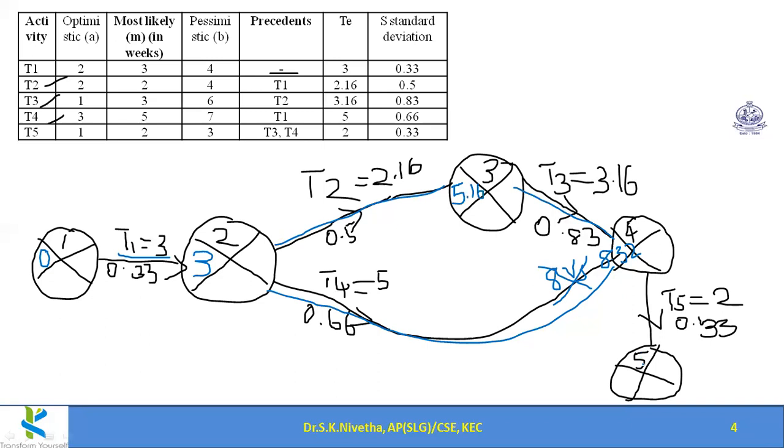Now for this, 8.32 plus 2 becomes 10.32. So here it is 10.32. Now the earliest durations are filled. Now the standard deviation for each, that we should fill here.